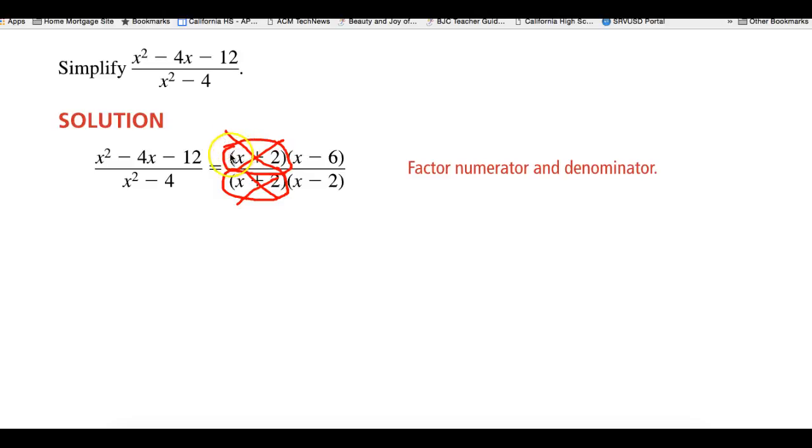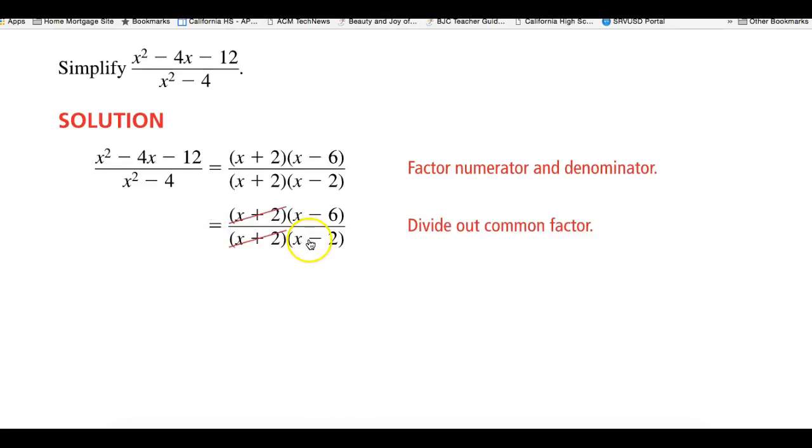Again, as long as you're taking out the entire polynomial that's protected by parentheses and you've got the same expression on top as you have on bottom, that's okay to take out. And what you're left with is going to be x minus 6 over x minus 2. So we've taken our common factor out, and what we're left with is x minus 6 over x minus 2.